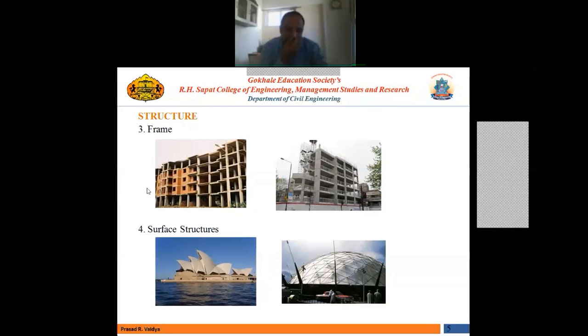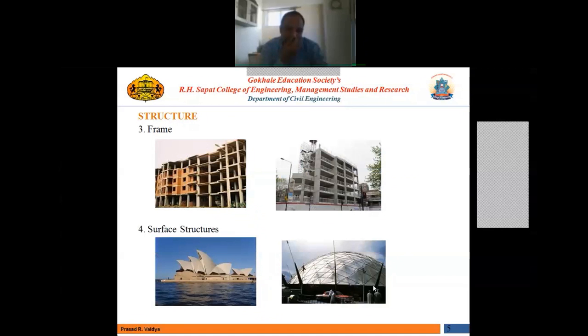Okay, so the third type is of course a conventional frame type structure where you have a number of beams and columns, and sometimes it may be with the shear wall also. There we'll call it a dual type structural system where wall and frame will interact at each level, and the lateral force is resisted. So this is a very conventional type of structure which is your frame.